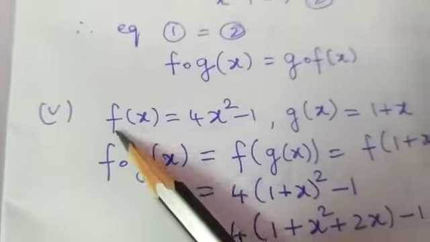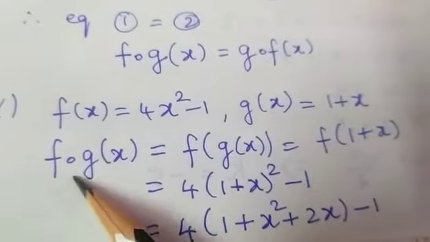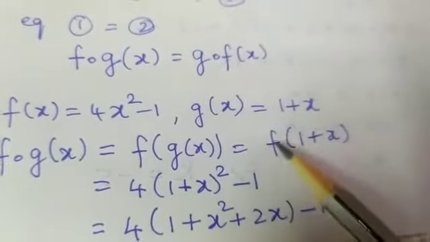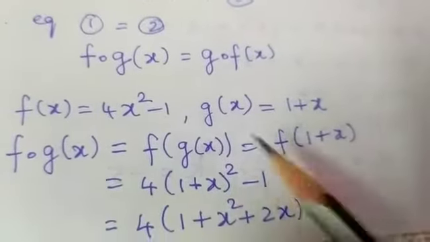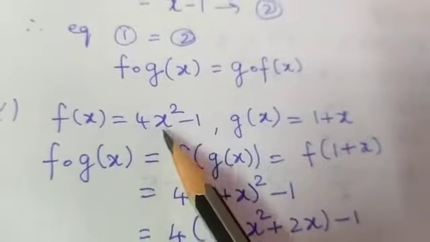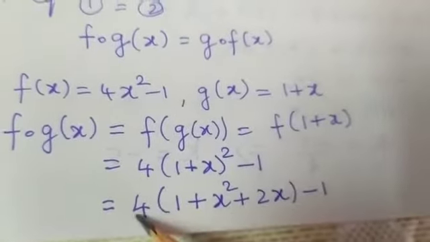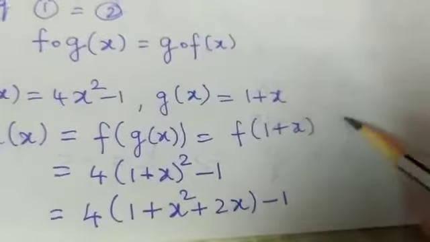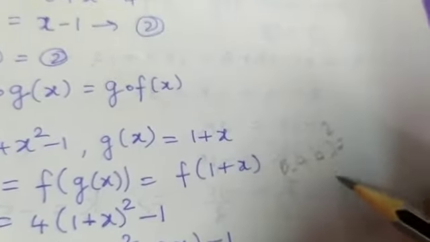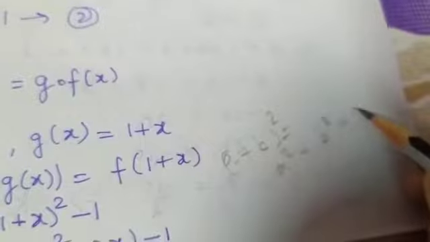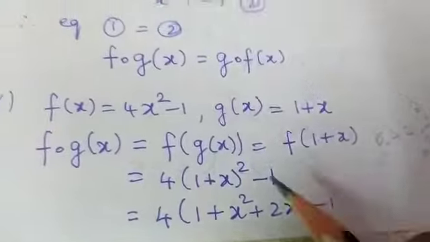Then in my next part, it is given f of x equal to 4x square minus 1 and g of x is given 1 plus x. So my f dash g of x equal to f g of x, that is equal to, I'm substituting the value of g of x here, that is f of 1 plus x, that is, I'm putting this 1 plus x in the place of x in f of x, that is 4 into 1 plus x the whole square minus 1. So 4 into, I'm just splitting it in the formula a plus b whole square, that is a square plus b square plus 2ab. So I'm writing it here 1 plus x square plus 2x minus 1.